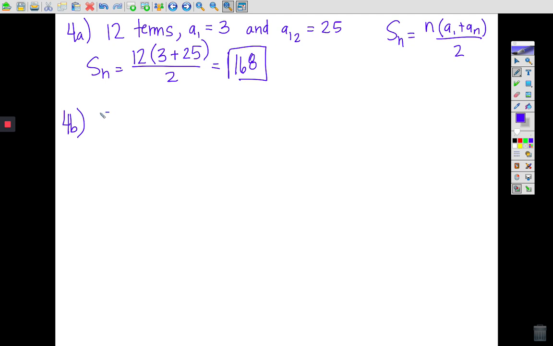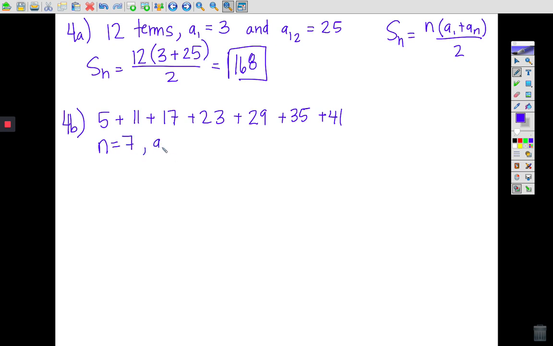4b, this time it doesn't tell us anything. It just gives us 5 plus 11 plus 17 plus 23 plus 29 plus 35 plus 41. So on our own, we have to decide how many terms we have. 1, 2, 3, 4, 5, 6, 7. You're correct. So n equals 7.